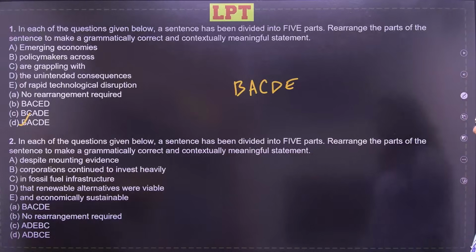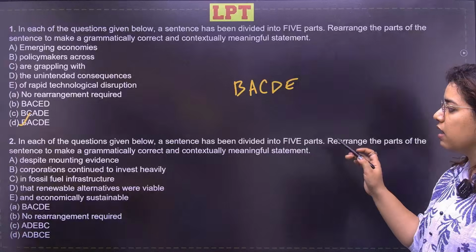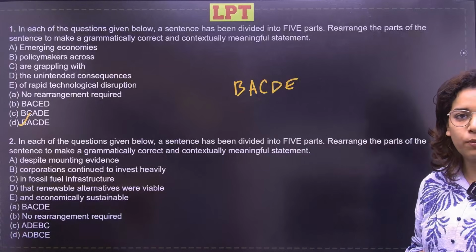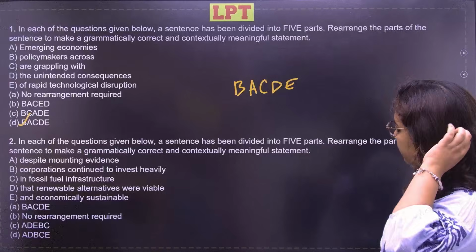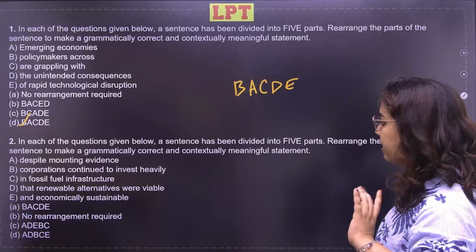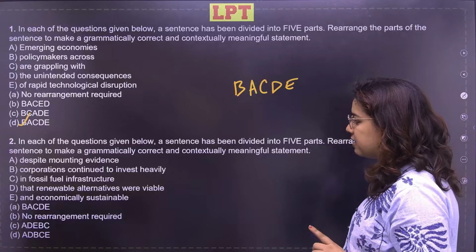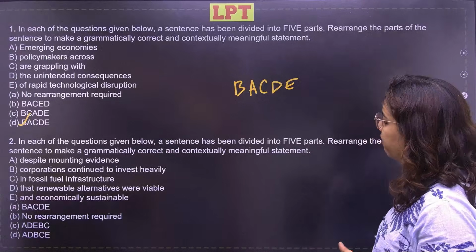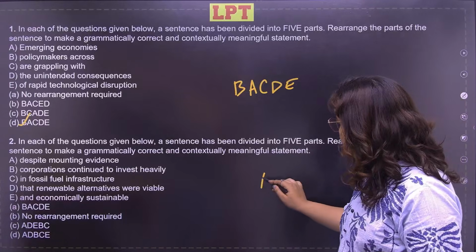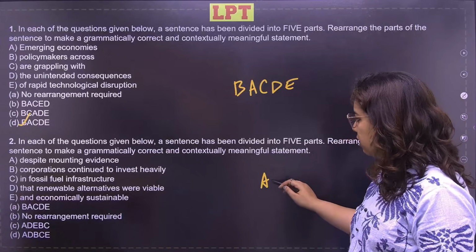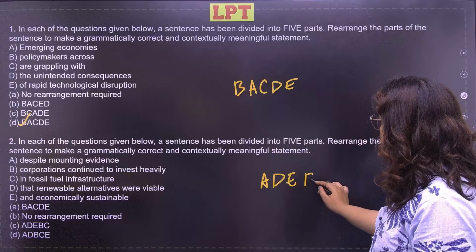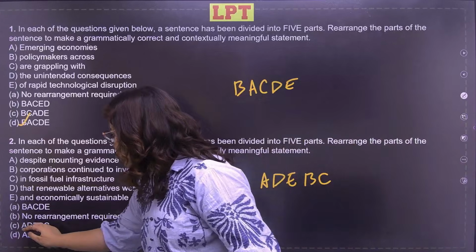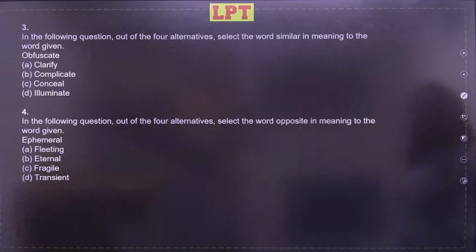Coming to the next one, despite mounting evidence. Okay, this is a confusing one. At first glance, ABC looks like the right combination, but if I read further sections, I realize that the sentence is entirely different. Despite mounting evidence that renewable alternatives were viable and economically sustainable, corporations continue to invest heavily in fossil fuel infrastructure. So the correct answer would be A, D, E, B, C, and option number C is our answer. Moving on to the next one.